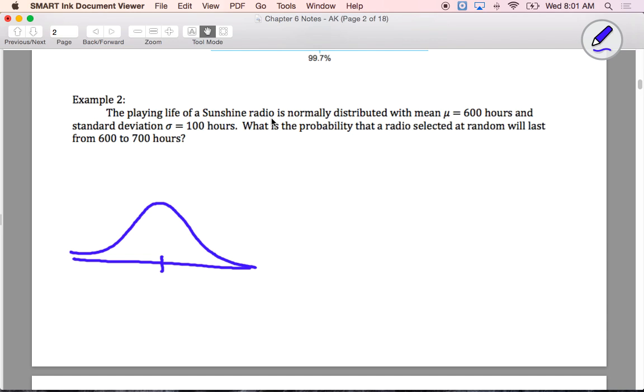So your middle is your mean. That middle line there for us is our mean, 600. Now, they're telling us we have a standard deviation of 100. So that means one standard deviation to the right is going to be then 700. One standard deviation to the left would be 500.